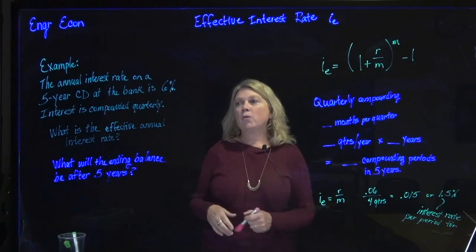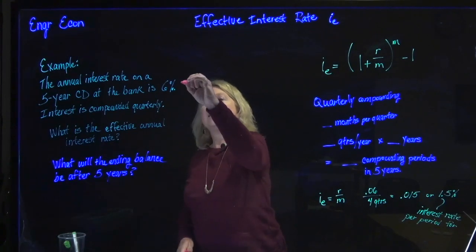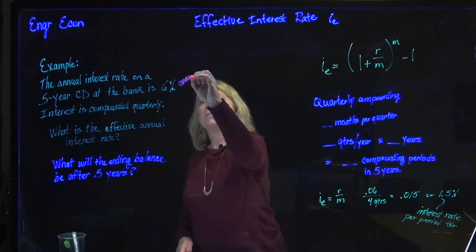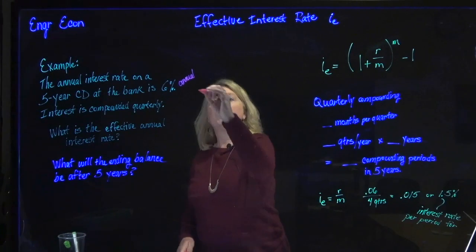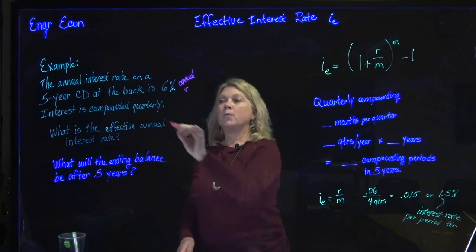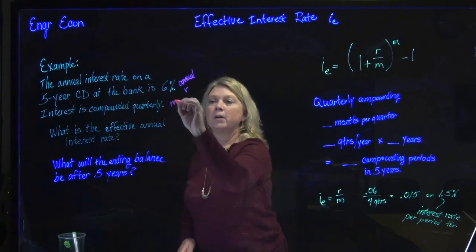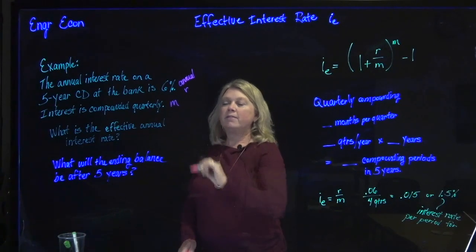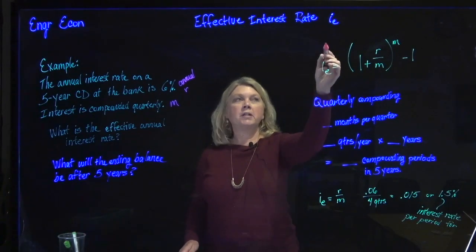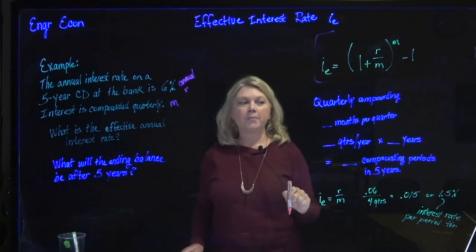All right, so we know that we are given here an annual interest rate, and that will be R. And we know that interest is compounded quarterly, and there's 4 quarters in a year. We know that will be M. What is the effective annual interest rate? So we'll be using, again, our magic formula right up here.